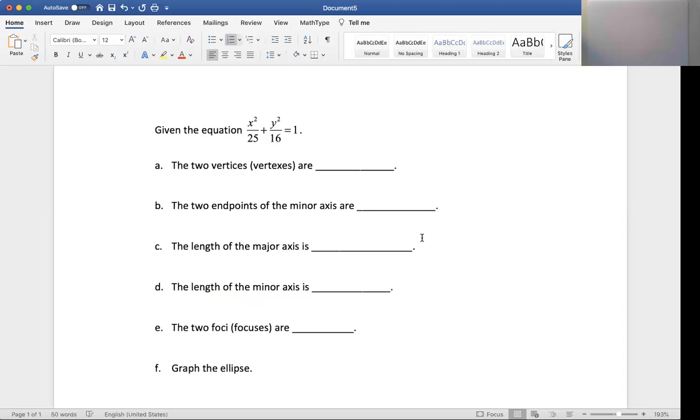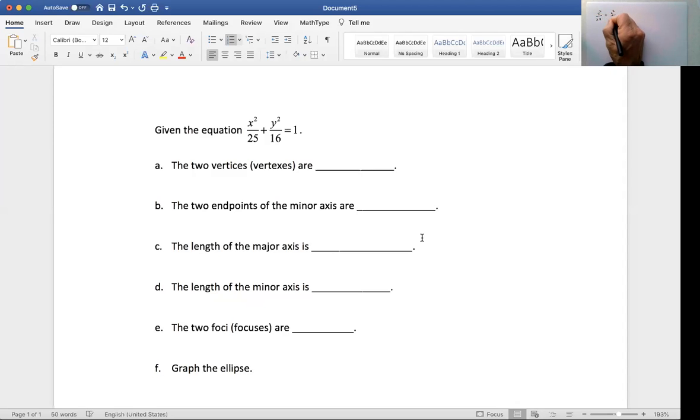This question gives us the equation of an ellipse. x squared over 25 plus y squared over 16 equals 1. And we want to find some information about this: the vertices or vertexes, the endpoints on the minor axis. Once we have those 4 points, that really is enough for us to graph it. So let's do that first.